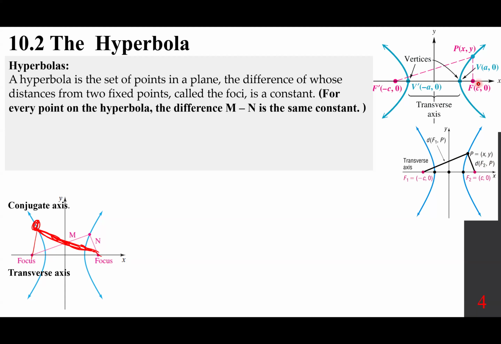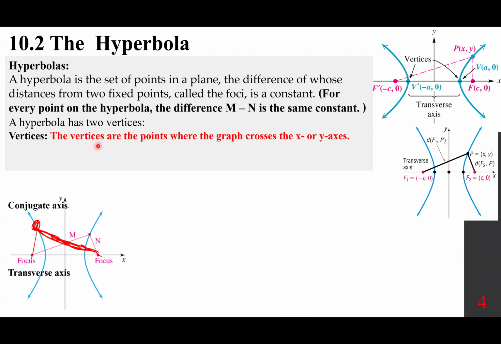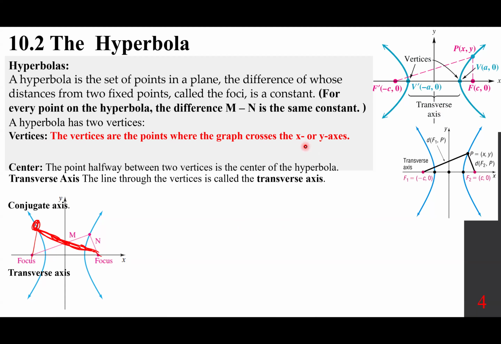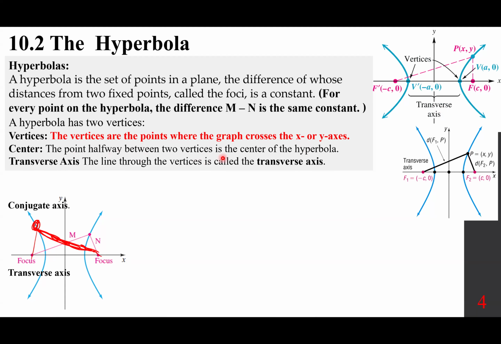This axis is called the transverse axis. These two points where the graph crosses the x or y axis are called the vertices, because if it opens sideways, we have x-intercepts. If it opens up and down, we have y-intercepts. So a hyperbola has 2 vertices. The vertices are the points where the graph crosses the x or y axis. Center: the point halfway between the 2 vertices is the center of the hyperbola. Transverse axis: the line through the vertices, the line that connects the two.